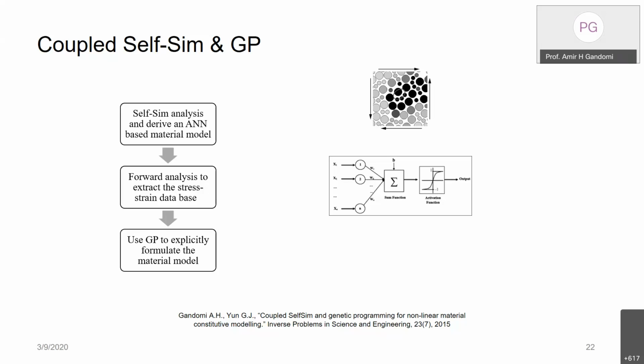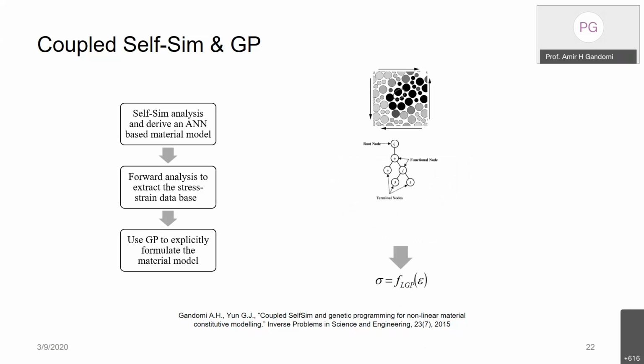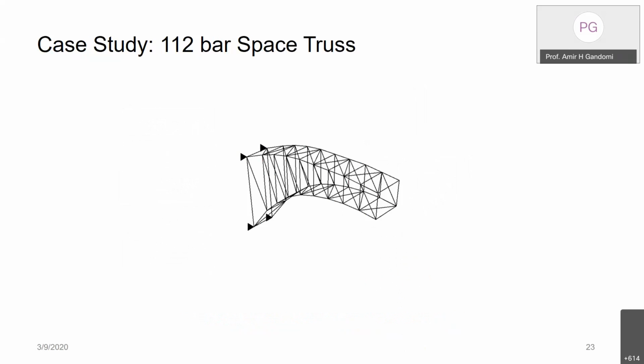So what I did, I simply replaced this neural network with genetic programming. And as I said, genetic programming can be easily translated to a closed form solution. So this is genetic programming and eventually a simple formula for a constitutive material model, which we can take derivatives of, and we can use it as a Jacobian matrix, etc. So this is one case study that I solved.